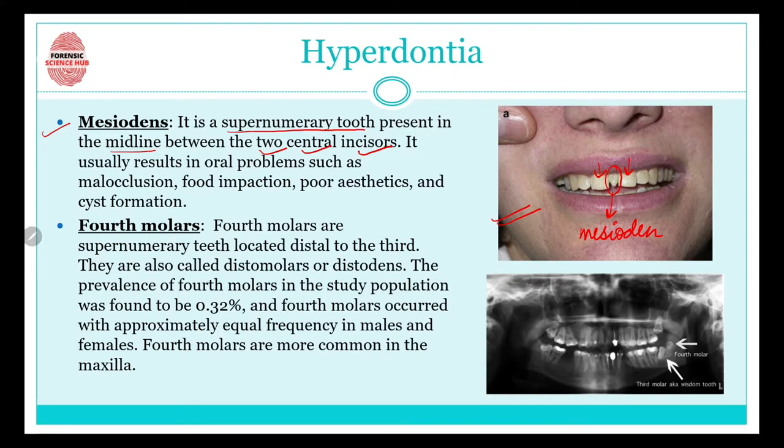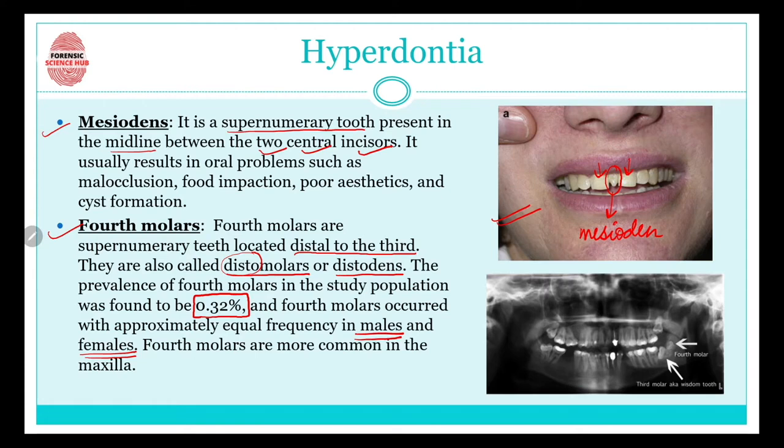Then another example of hyperdontia is fourth molar. Fourth molars are supernumerary teeth located distal to the third molar, so they are present next to the third molar, and hence they are also known as distomolars because they are present distal to the molars, or also known as distodens. The prevalence of fourth molar in the study population was found to be only 0.32%, so this is very rare, and fourth molars occur with approximately equal frequency in male and female. So both male and female have equal chances or probability of getting a fourth molar.